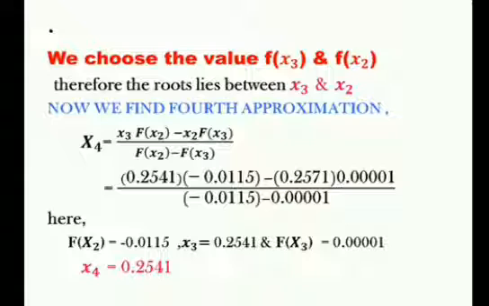Now we simplify the value. We get x4 is equal to 0.2541. Now we check the previous value x3, which is 0.2541. Now we get x4 is equal to 0.2541. It is the same value, that is x3 and x4 are the same, so it is the root. So we consider the root to be 0.2541. Now we stop this process here and consider the root to be 0.2541.